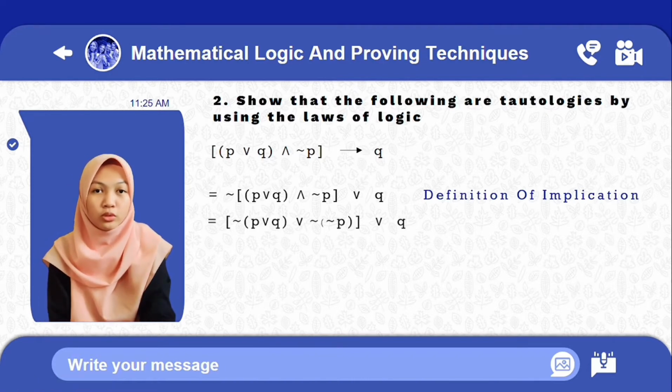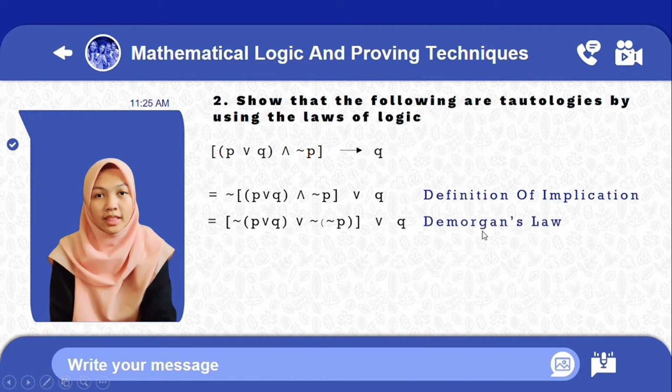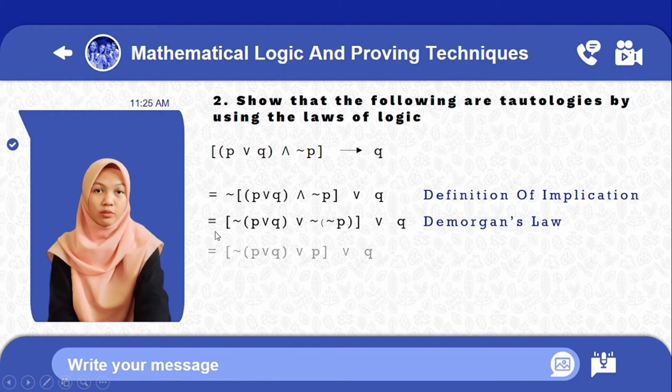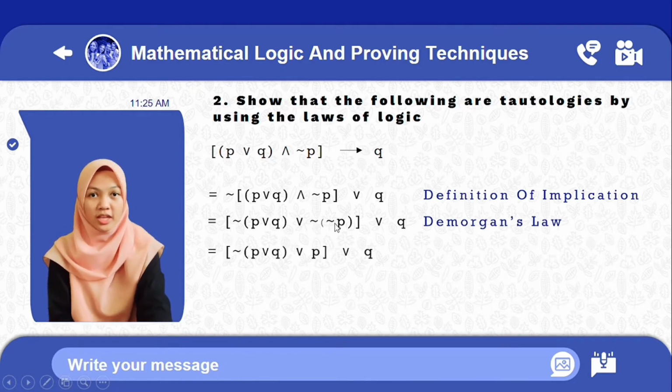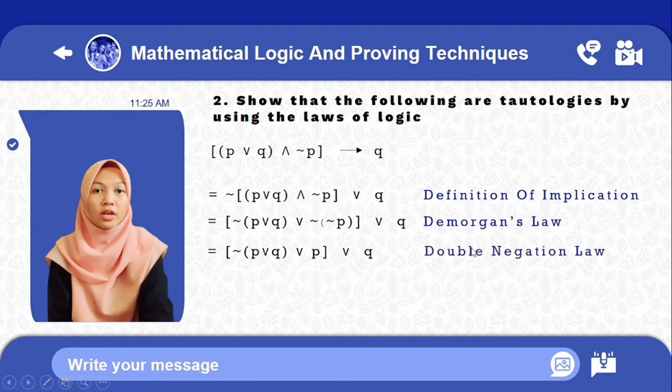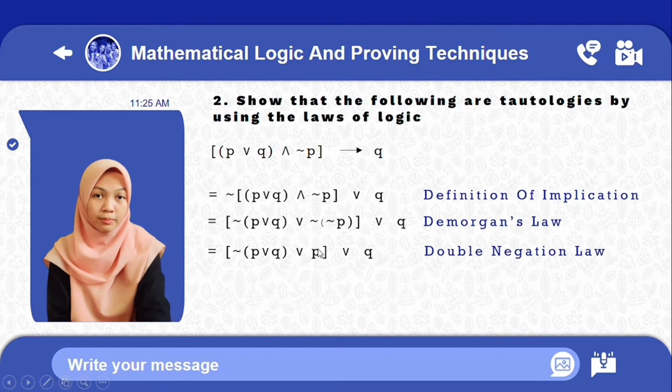Next, we can use De Morgan's law, and then we can write like this. The next step, as we can see, there are two negations here. If there are two negations like this, we can use the double negation law. So it will be the original statement, that is P.